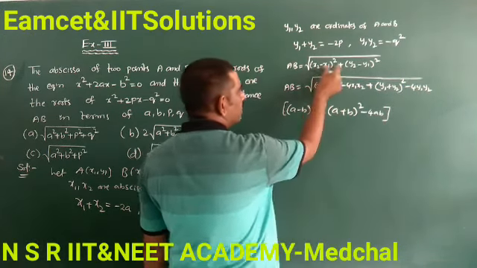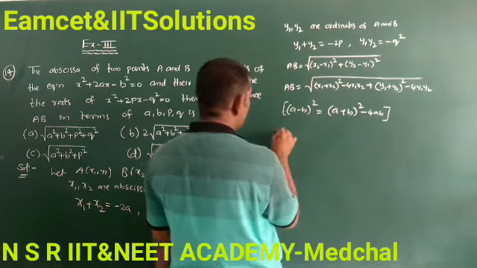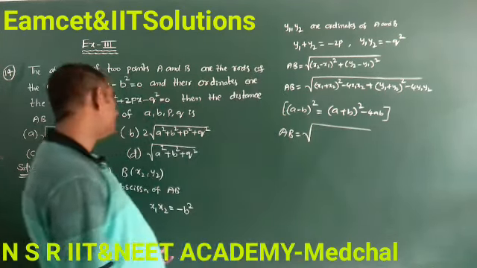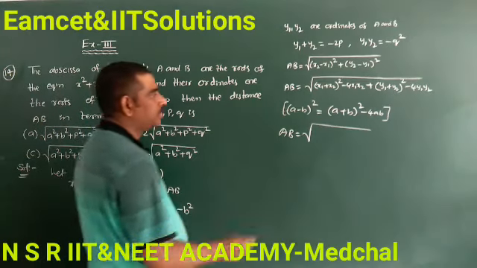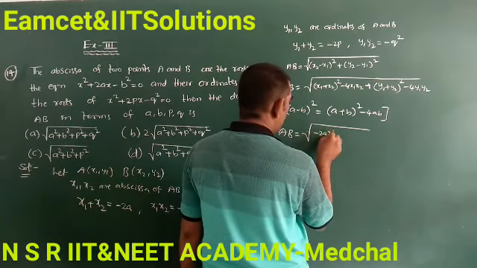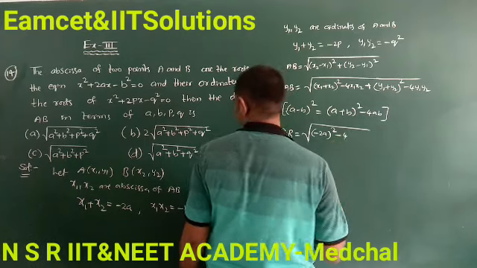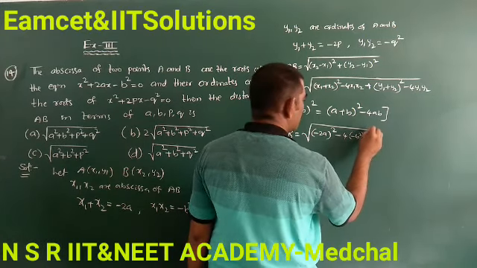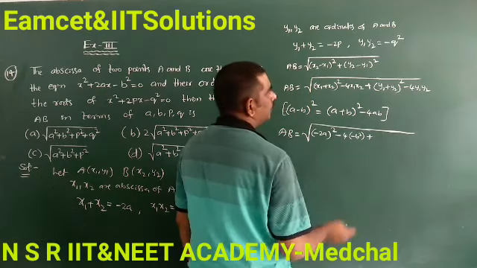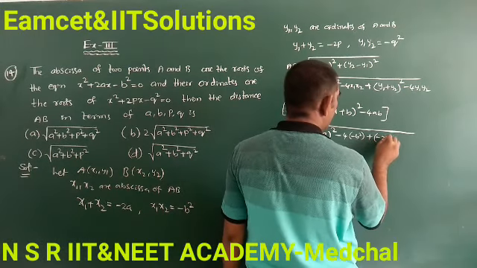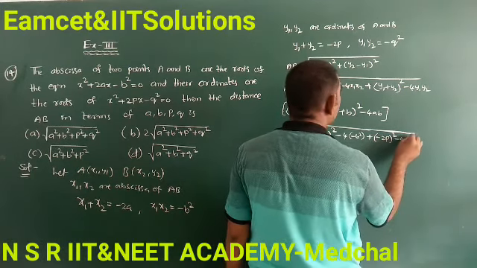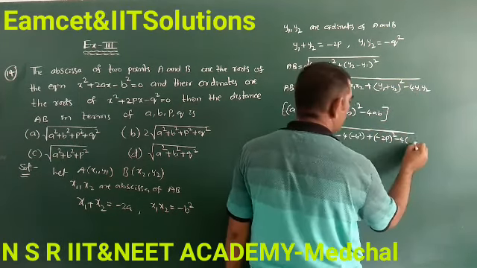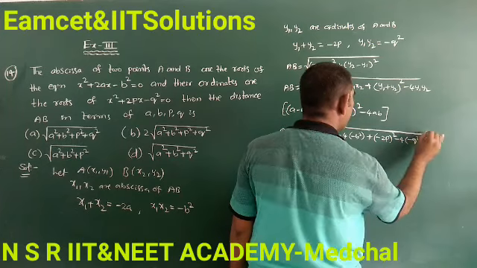We simplify these formulas, we get this one. So AB is equal to the square root of, what is the value of x1 plus x2 minus 2a? So (x1 + x2 - 2a) whole square minus 4 into x1 x2 minus b square, plus (y1 + y2 - 2p) whole square minus 4 into y1 y2 minus q square.